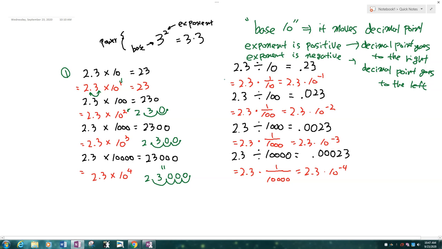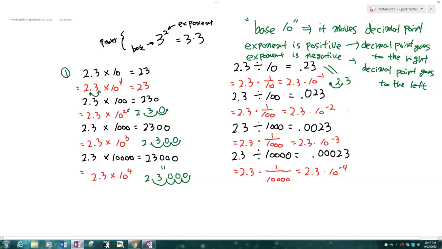Now I'm going to do the same thing on the top one. 2.3 times 10 to the negative 1. So I'm going to write 2.3, but my exponent is negative. Do I move my decimal to the right or left? Left, because it's negative. I'm going to go to the left. That's my new decimal point. So it is going to be 0.23. Of course, I have 0.23.